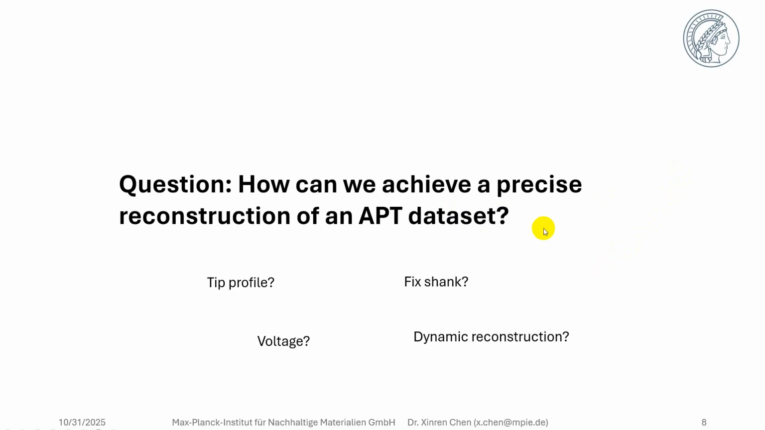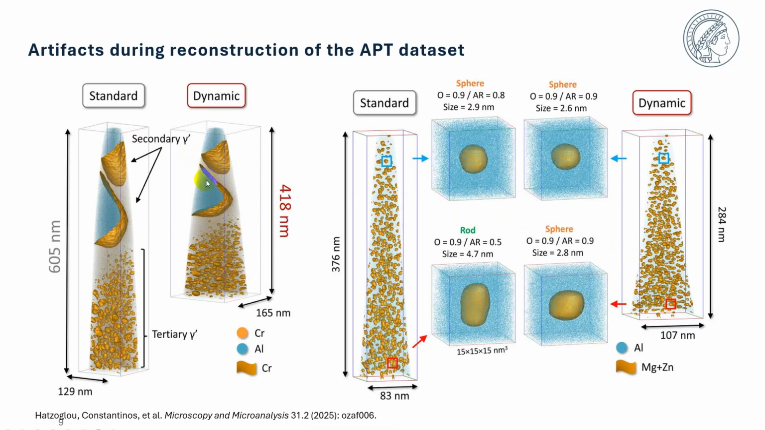Here we have a comparison between a standard reconstruction protocol, which uses a voltage curve, a constant image compression factor and a constant KF factor, and here you will see the reconstruction result after using the dynamic voltage protocol. Now you can see the length between them. You will find a very huge length difference.